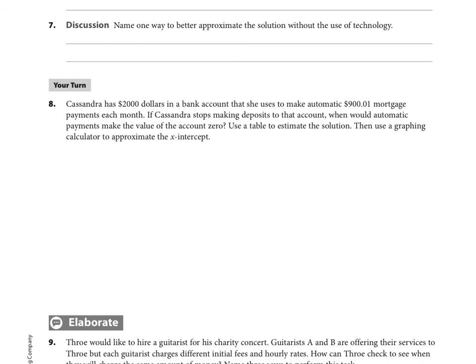This gives us our context that is sometimes a little difficult to understand, but there's a bank account. Cassandra has this much money in a bank account. And it's important to note that she stops making deposits to that account. So deposits means she's not adding anything to this account. She is making automatic $900.01 payments each month. This means that if she's making payments each month, she's using her money that's in her bank account. So think about what's happening to the balance of her account. It's going to be going down. So it's going to be decreasing.